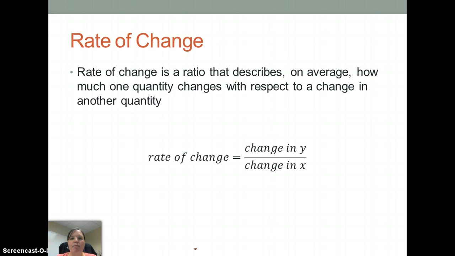It's a ratio, though. When we talk about the actual rate of change, we want to write it as a ratio. It describes how much the quantities are changing.